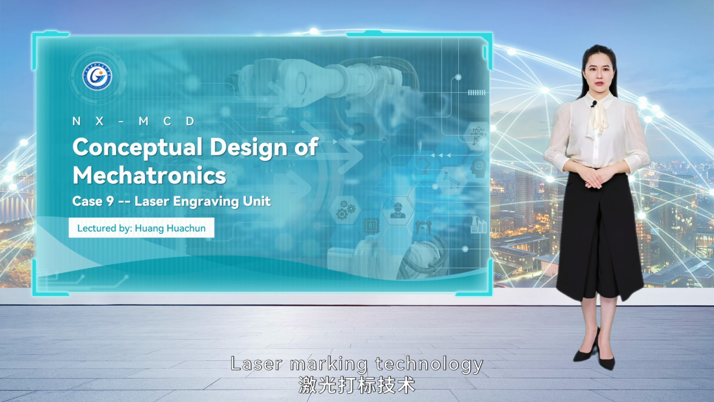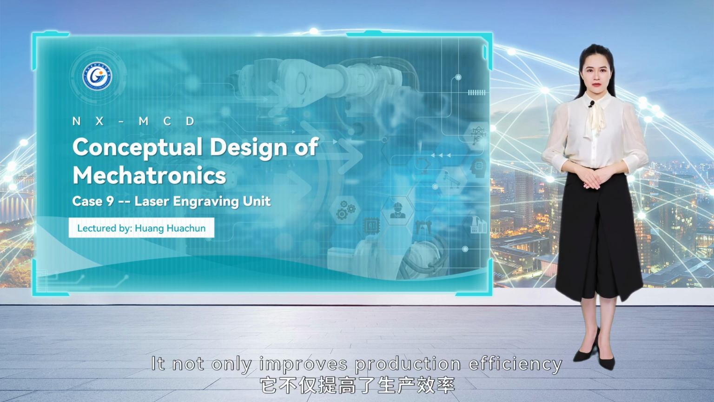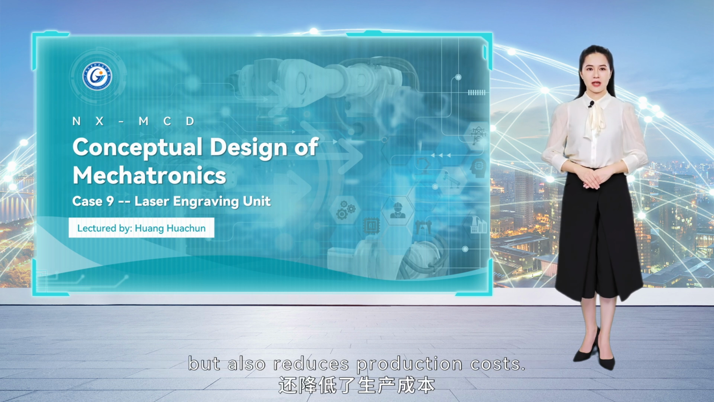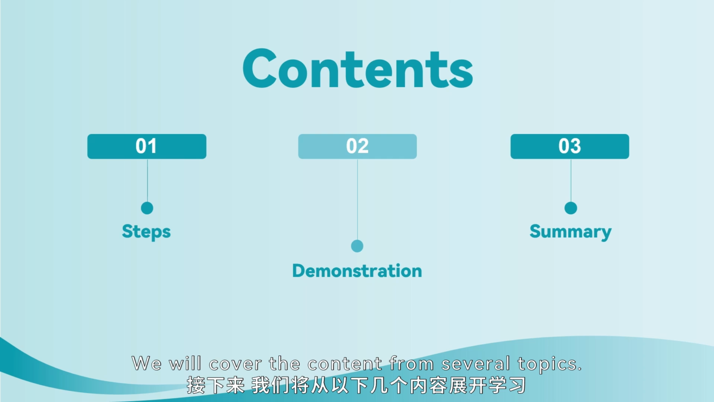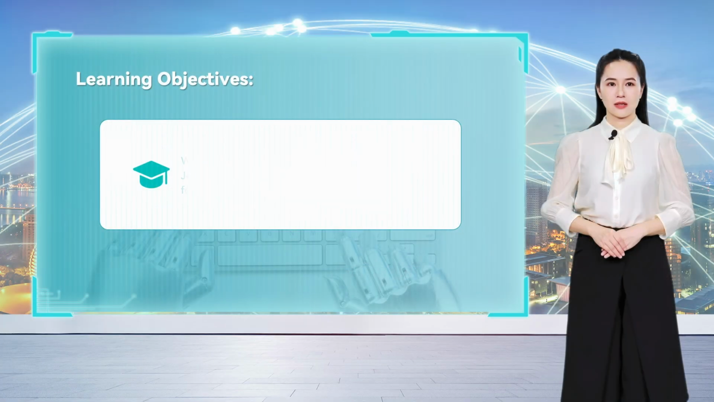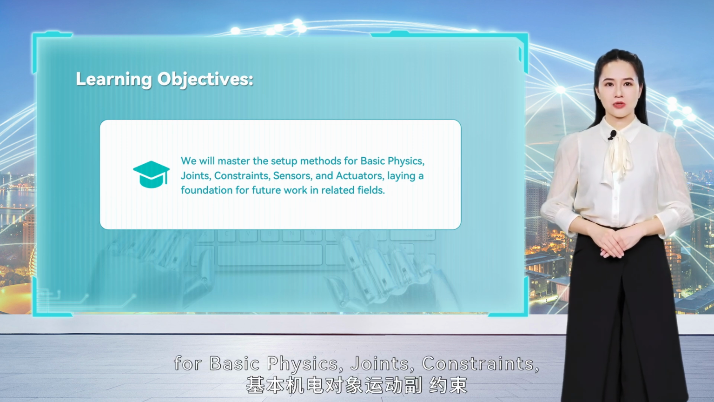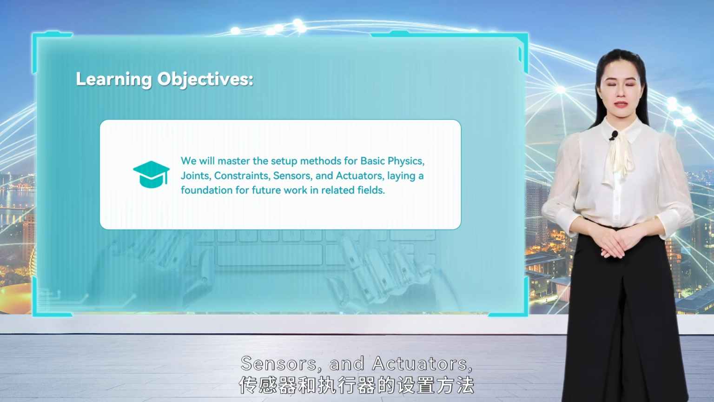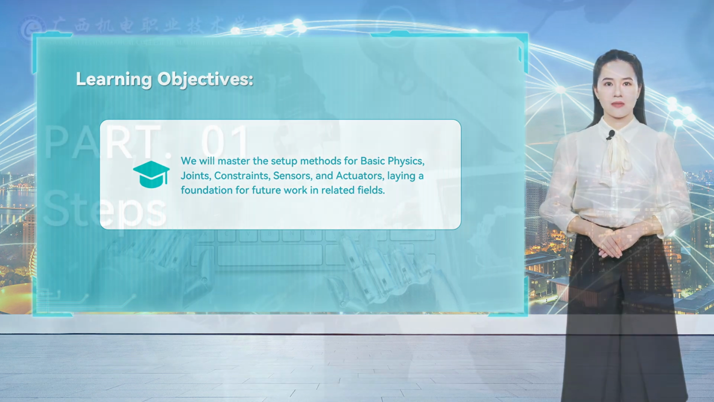Laser marking technology plays a crucial role in modern manufacturing. It not only improves production efficiency, but also reduces production costs. We will cover the content from several topics. Through this lesson, we will master the setup methods for basic physics, joints, constraints, sensors, and actuators, laying a foundation for future work in related fields.